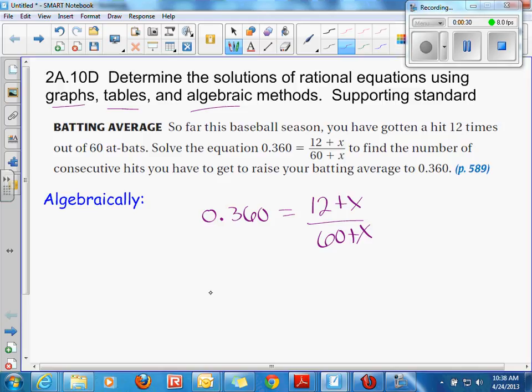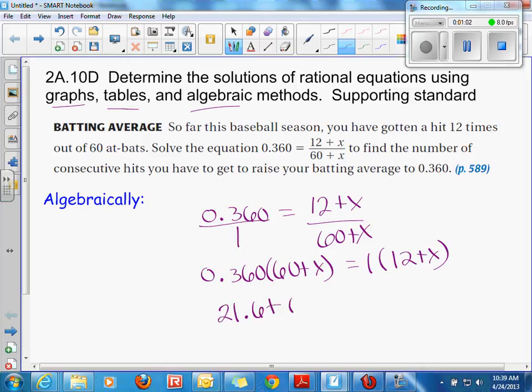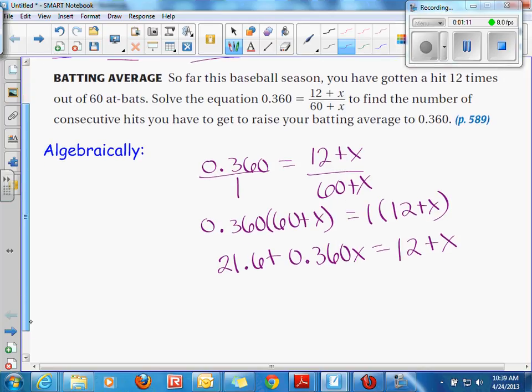And to solve this algebraically, over here, put this over 1 so that you can have a proportion and cross multiply to solve it. So cross multiplying that, we will get 0.360 times 60 plus x. And on the right side, we'll get 1 times 12 plus x. So distributing on the left, we get 21.6 plus 0.360x. On the right side, distributing 1 doesn't change anything. So this is what we're solving.